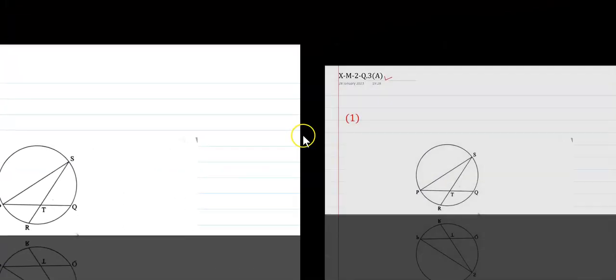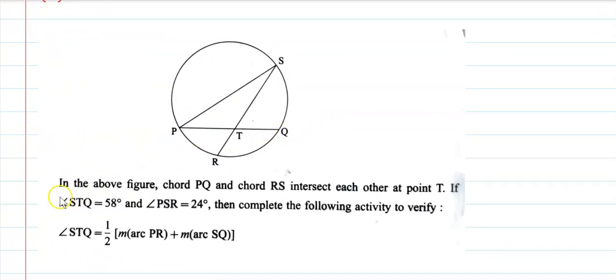Now let us start the first activity. So see this is the question. In the above figure, chord PQ and chord RS intersect each other at the point T. If angle STQ is equal to 58 and angle PSR is equal to 24 degrees, then complete the following activity to verify.